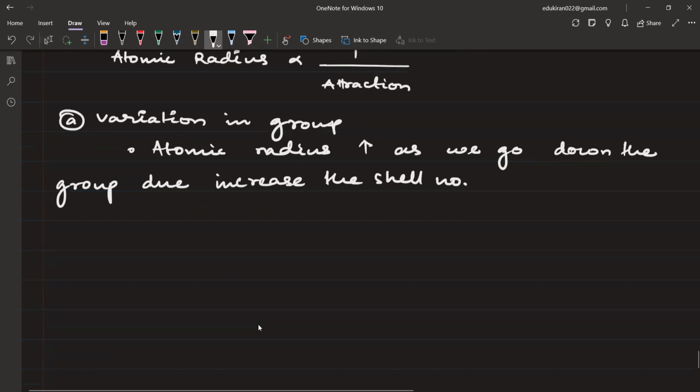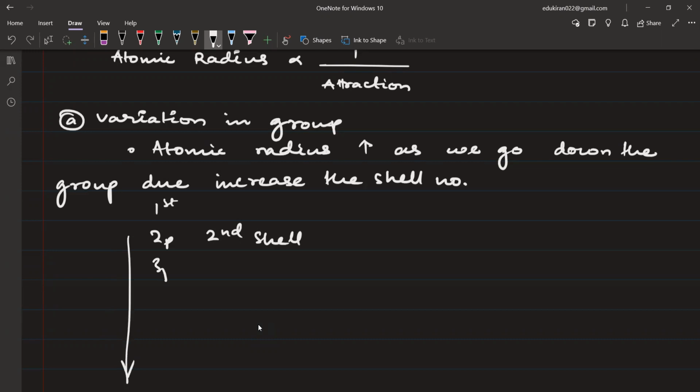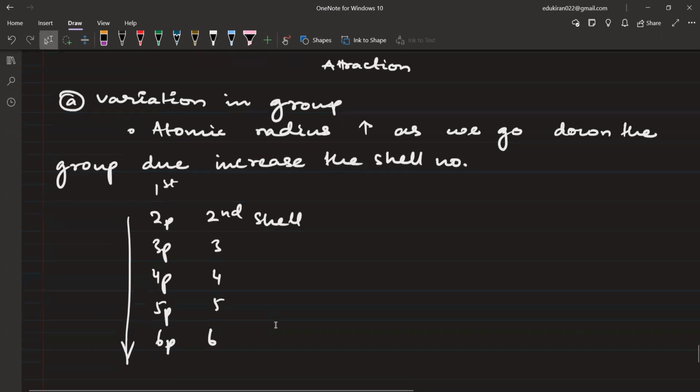I hope you know that if we have the second period, then we are in the second shell, right? Variation in group, that is, if we are going down the group, if we are in one group, let us say the first group, what will change? The group is not changing, so the period will change. So second period, third period, fourth period, fifth period, and sixth period. We'll have the second shell, then the third shell, fourth shell, fifth shell, sixth shell. I hope this is not very tough to understand.